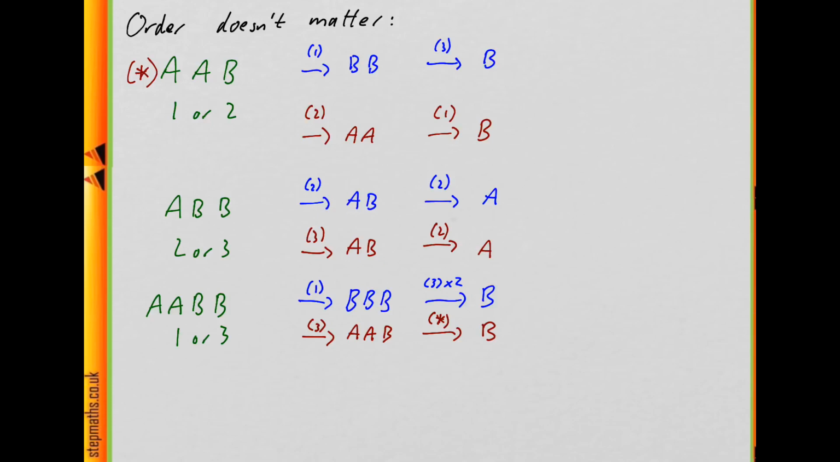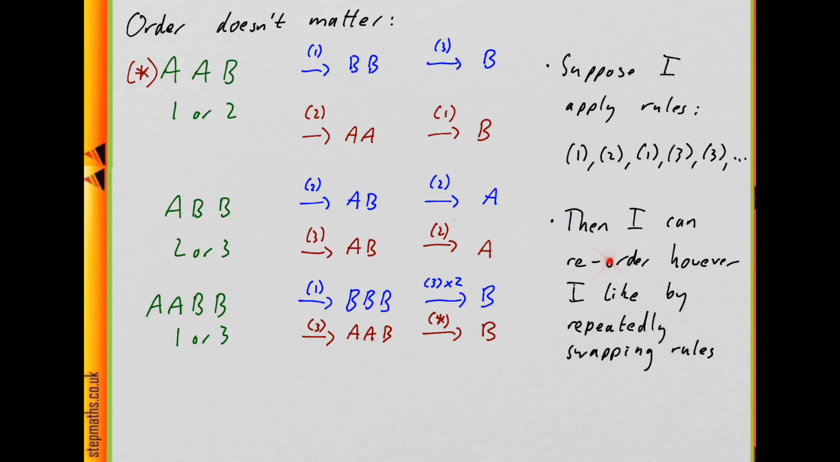So whenever I'm in a situation where I can apply one of two rules, it doesn't matter what order I do them in. And then we can think, well, suppose I'm applying a lot of rules one after the other. So I apply rule 1, then 2, then 1, then 3, then 3, and then maybe a bunch of other stuff. Could I reorder these and get the same result? Well, yes, because I can just swap any pair and then keep swapping until they're in the order I want. So I can reorder these into any order I like by repeatedly swapping.